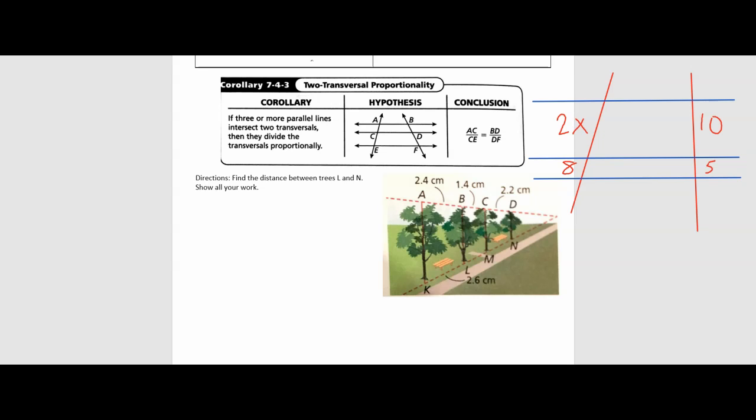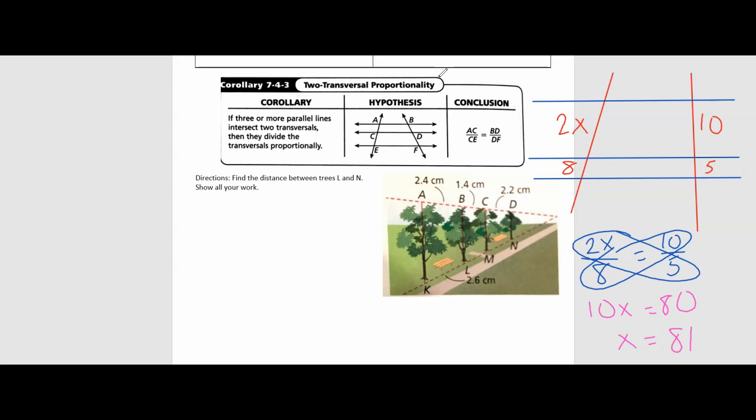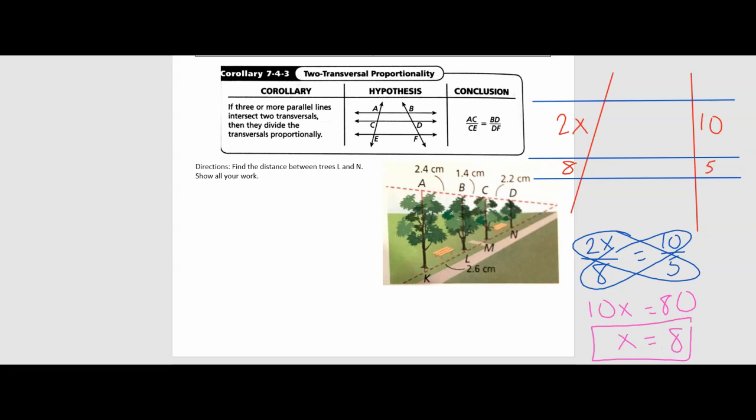Okay, so based off of the theorem, we would have 2x over 8 is equal to 10 over 5. And then again, we would just cross multiply to solve. That would give me 10x is equal to 80. That would give me x is equal to 8. And we do have one more theorem to hit today before we shut down this video.